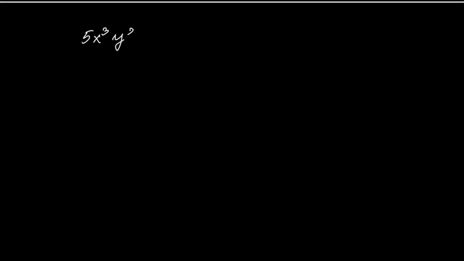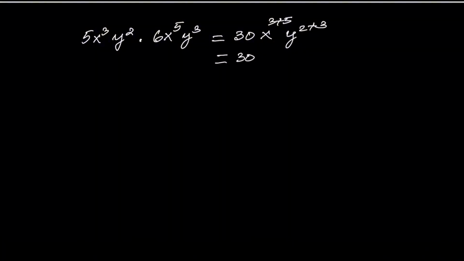Next, 5x cubed y squared times 6x to the fifth y cubed. Multiply 5 and 6 to get 30. Add the x exponents. 3 plus 5 is 8. Add the y exponents. 2 plus 3 is 5. So the answer is 30x to the 8th y to the 5th.